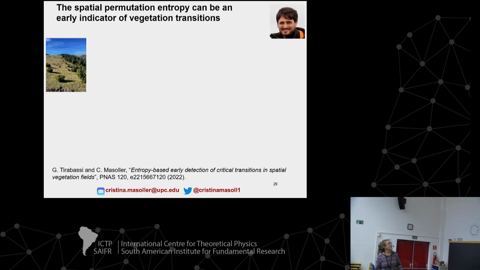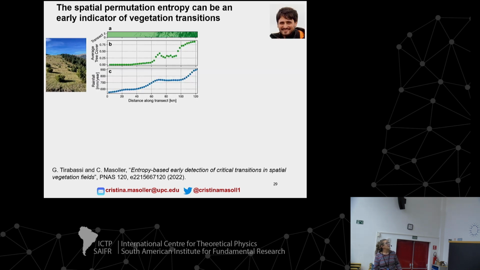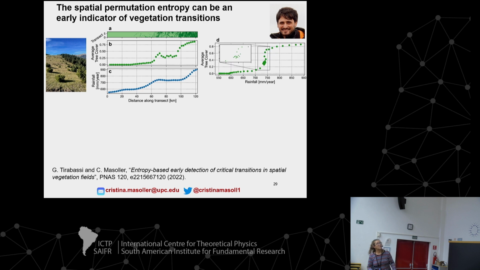Okay, so we also tried this for vegetation transitions. And here what we have is remote images in a space. This is a space, and there is no vegetation here, and there's a lot of vegetation here. So we have the average tree cover, more or less, and we have the rainfall. And we see that here, in a distance of 120 kilometers, we have no rain or a lot of rain. And if you plot one versus the other, there is some transition like this.